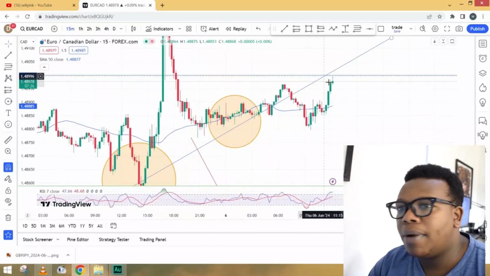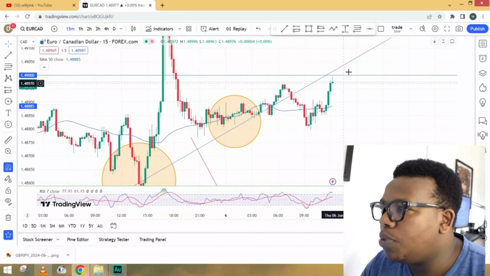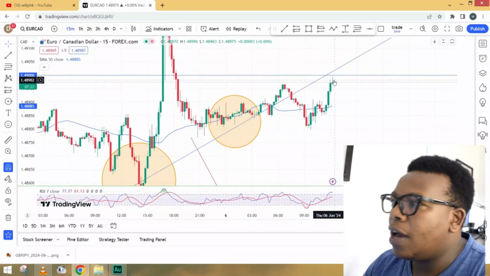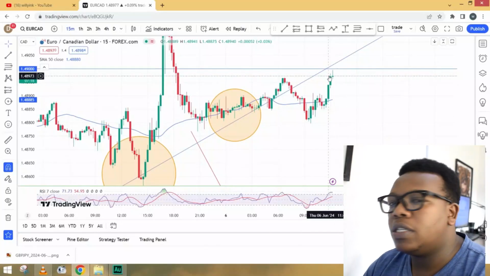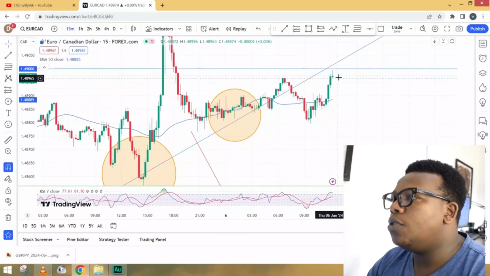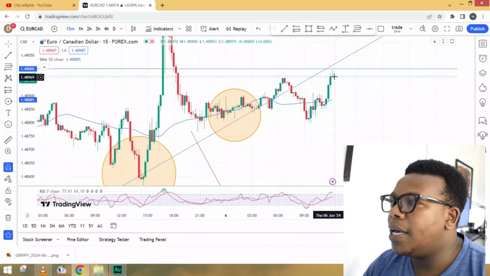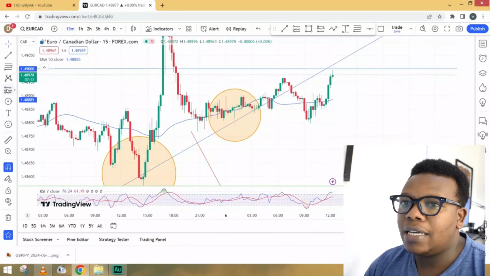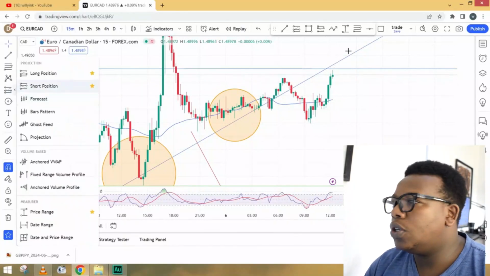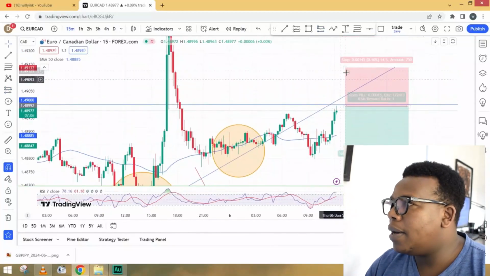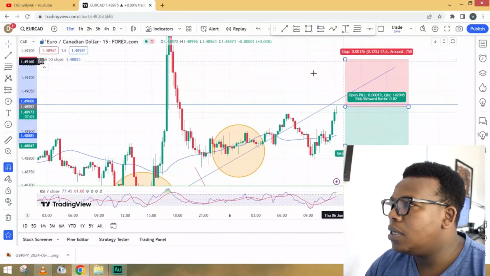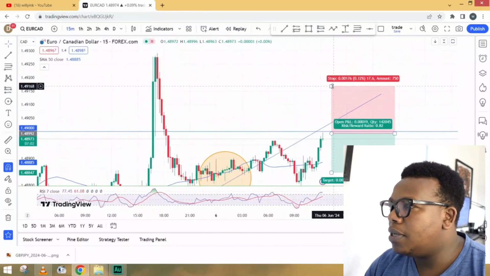So for that case, we should be looking for something like the evening star. We could also be looking for a shooting star, as well as a bearish engulfing candle. And for that case, we could look for a short position right there. In most cases, my stop loss is usually 30 pips, so I'll just place my stop loss around 30 pips around there.